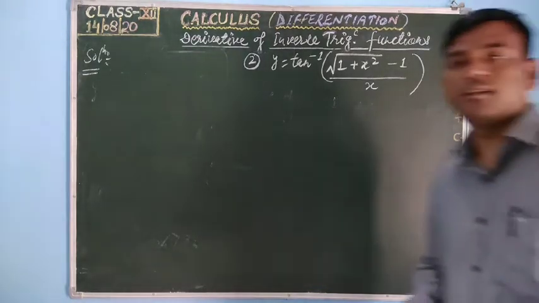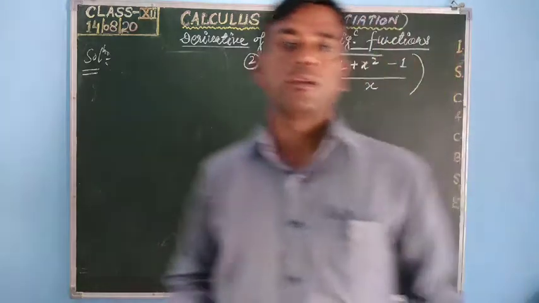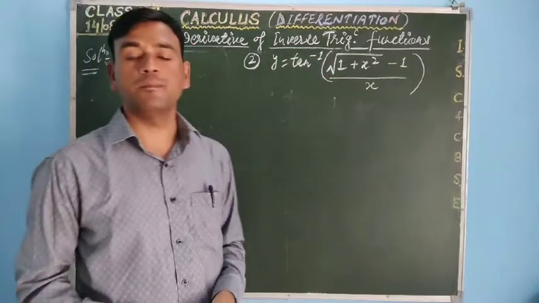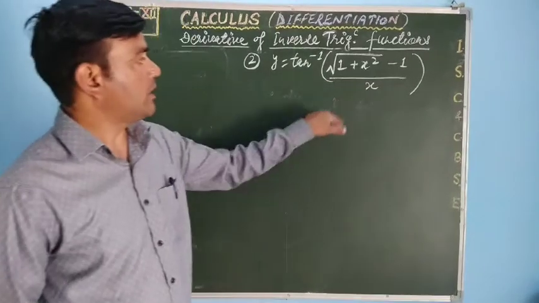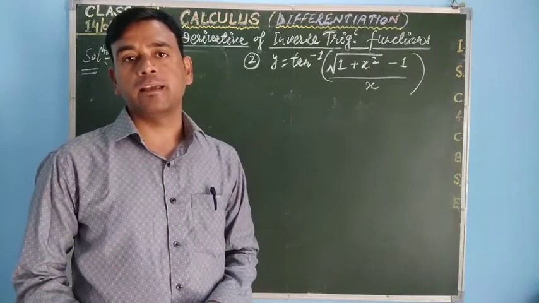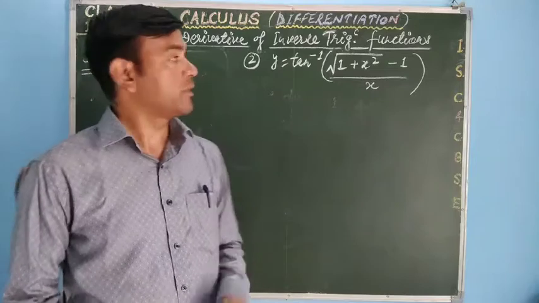Okay, students. Now we will discuss question number two. First of all, to discuss this, we have to convert this into simplest form so that our calculation becomes easy and takes less time. See here, in place of x, we can substitute either x equals sin t, cos t, or tan t, whichever is convenient here.